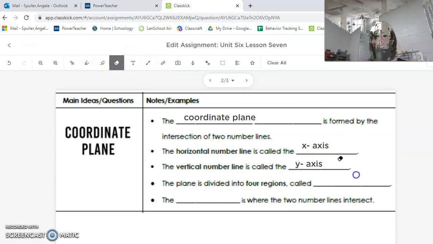They're bad lines. Let's try something different. So side to side, up and down. That looks better. Okay, the plane is divided into four regions called quadrants.